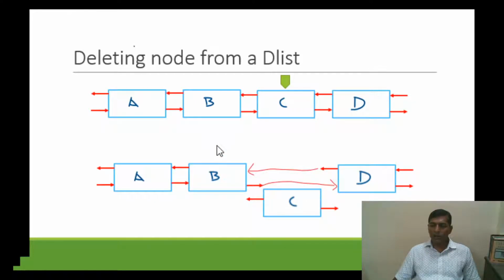If we want to delete a node from the list, we have to choose or search for a node in the list. Let us assume that C has to be deleted from the doubly linked list. Then what we do is, the next pointer of B has to be connected to D, and the previous pointer of D has to be connected to B. So automatically C has been disconnected from the doubly linked list, and this is the easiest way of removing a node from the list.